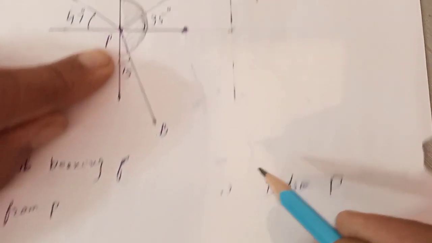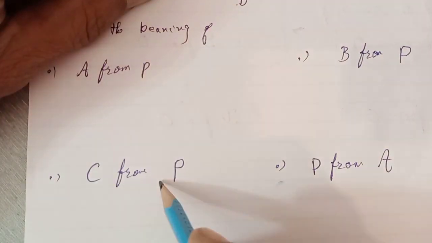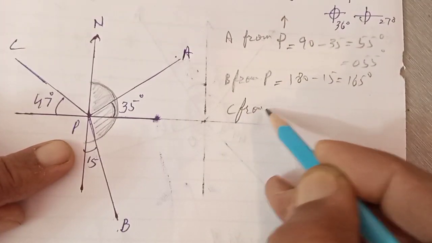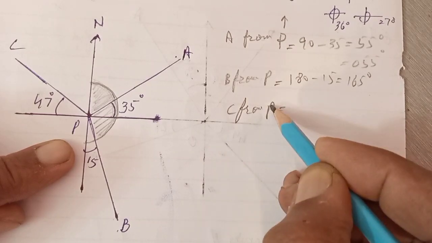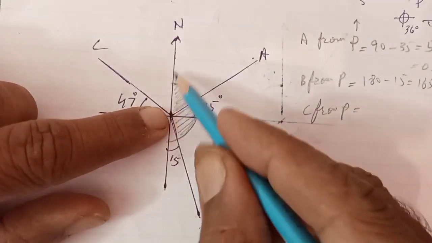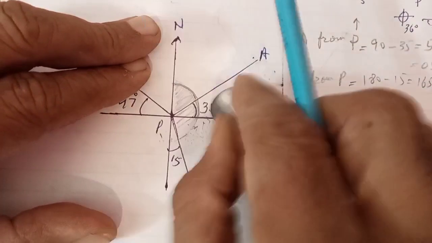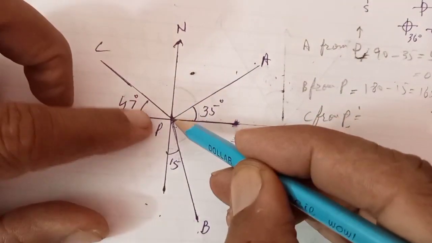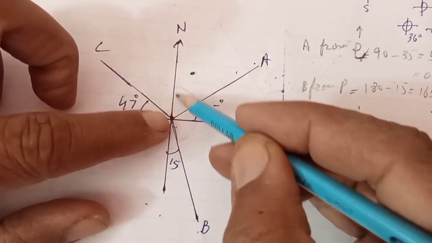Now next part is what? Bearing of C from P. So C from P. Now look at, you have to take north at P. This is the north at P. I first erase it now. Now this is what? A north at P.